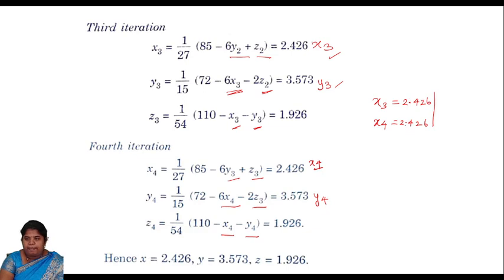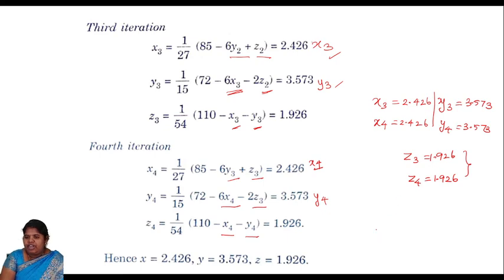That is, the value of x3 is 2.426 and the value of x4 is 2.426. They are the same. So, we can stop here. The value of y3 is 3.573 and the value of y4 is 3.573. Similarly, the value of z3 is 1.926 and the value of z4 is 1.926. So, the values are the same in x, y and z. Therefore, the final answers are x equal to 2.426, y equal to 3.573 and z equal to 1.926.